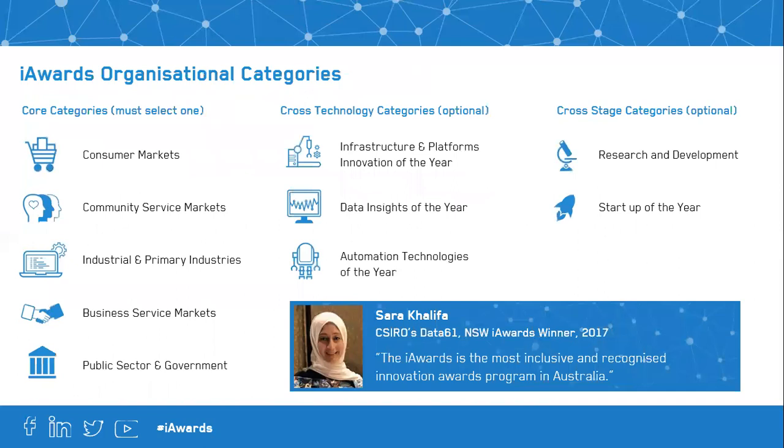So moving along to the organisational categories. Any organisation can enter in up to 3 categories. And so obviously those categories must be relevant to your innovation. But our first categories are the core categories. So what you see on the left-hand side, you must select one of those 5 core categories. And those categories are really sort of focused around your core target market. So you might actually find yourself in multiple categories. You might have a product that serves the general consumer.